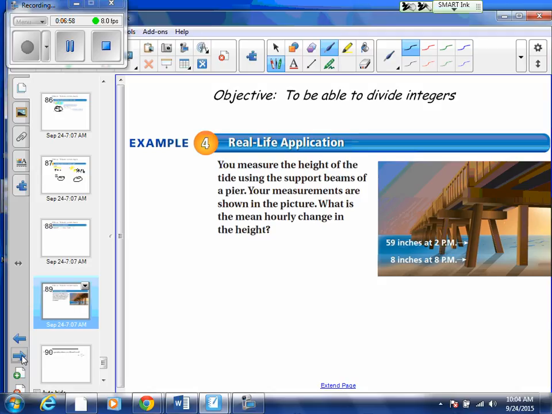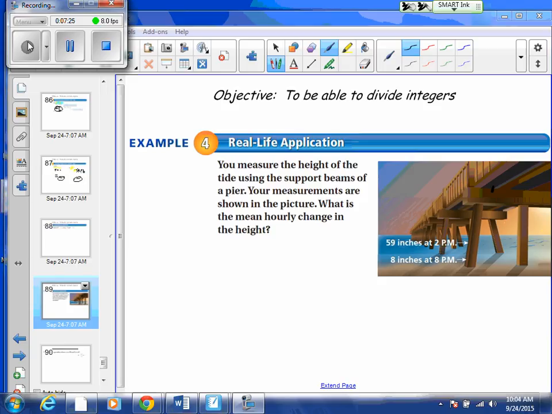Okay, real life application. You measure the height of the tide using the support beams of a pier or a dock that you see over here. Your measurements are shown in the picture. What is the mean hourly change in the height, or the average hourly change in the height? So I have, at 2 p.m., the tide is 59 inches high.